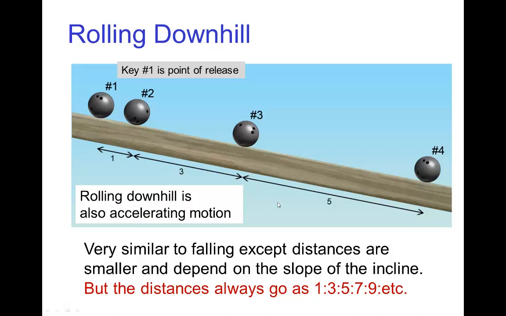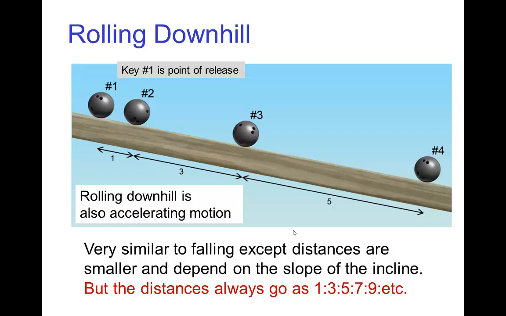Now, if that was the only type of motion that followed the odd rule, it would be interesting, but not as useful. But there's many cases where slowing out follows the odd rule. An object rolling downhill is another example, and we'll see more in other tutorials. So something rolling downhill doesn't go as fast as something which is falling straight down.